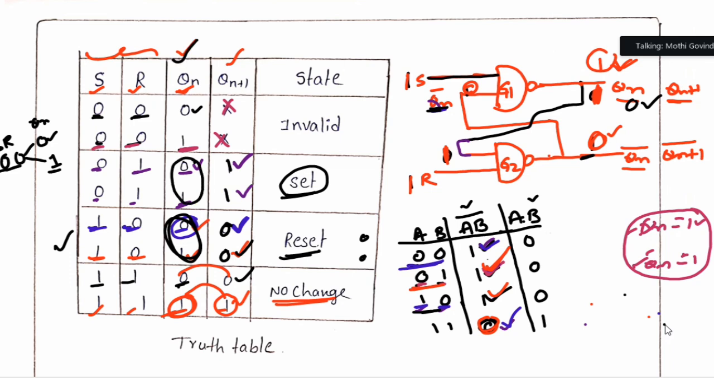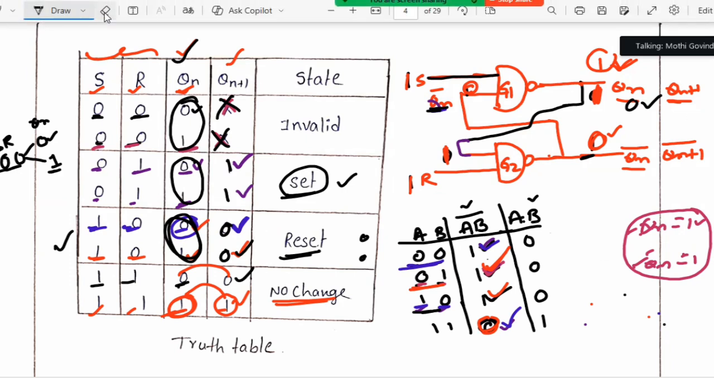Independent of the past outputs, I'm going to get my next state as 1 1 only. So in this case, independent of the previous states, my next state output is invalid or undetermined. We cannot estimate. So this is about the SR latch using a NAND gate.